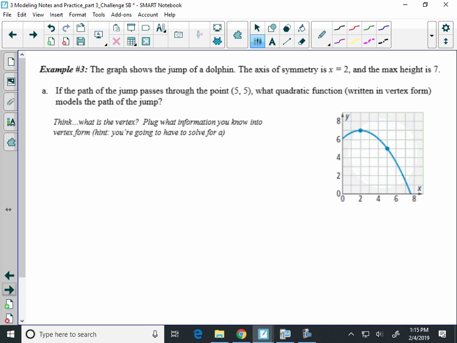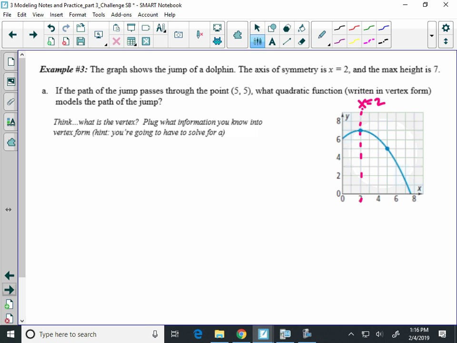The next one, I haven't decided if we're going to do part B yet, but at least part A here. We're going to talk about equations in vertex form. So this graph shows the jump of a dolphin. It says the axis of symmetry for this parabola is at x equals 2. Now remember, the axis of symmetry goes through the vertex. So that's right here, actually. So we know that x equals 2 there. That's your axis of symmetry.